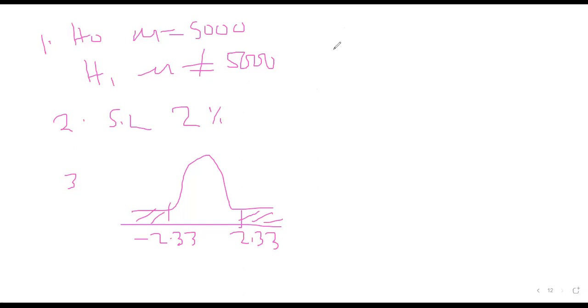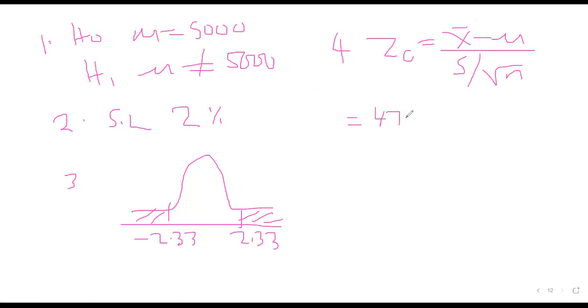Okay. Then step 4, we calculate Z. Z calculated is X bar minus mu, over standard deviation over the square root of N. So our X bar was 4,700, and our mu is already in the hypothesis, which is 5,000. Now the standard deviation is 200 over the square root of 49 teachers or public workers. So in this case, if we got our answer 1.67, can somebody give me a conclusion? What do we conclude? 1.67, what would you say?